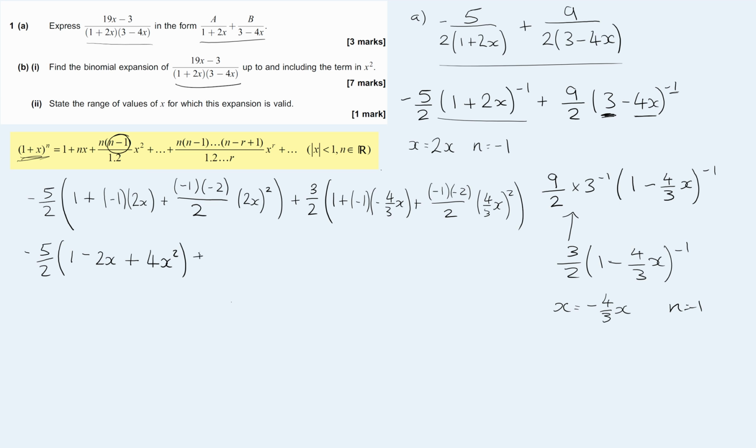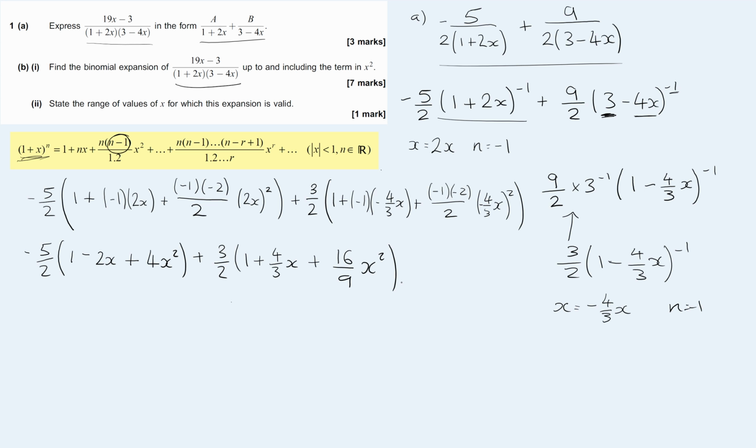So tidying this one up, I've got 3 over 2, 1. Now I've got 2 minuses in here, so it's going to be plus 4/3 x. Now I've got minus minus again, so that term's positive. So I've dropped a minus there. So that's a positive 1, 2 over 2. So that's fine. I've then got minus 4/3 squared. So the minus 4 gets times by minus 4, so plus 16 over 9 x squared. So you can see that all 3 of those terms actually end up being positive because the minuses will cancel each other out.